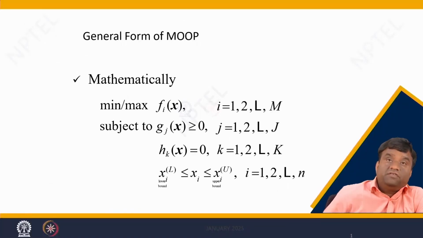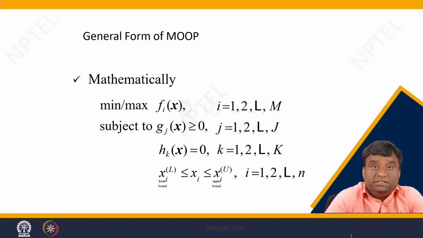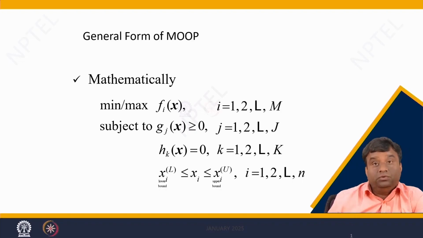So, the general form of multi-objective optimization problems, mathematically: minimize or maximize f_i(x), i equal to 1 to M, subject to g_j(x) greater than or equal to 0, j equal to 1 to L, and h_k(x) equal to 0, where x_i belongs to the range from x_i lower bound to x_i upper bound.